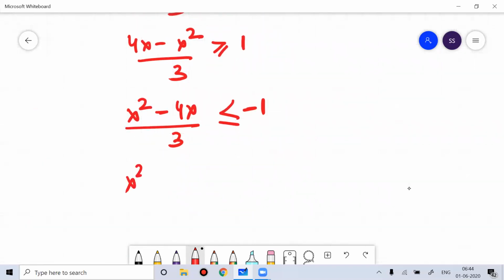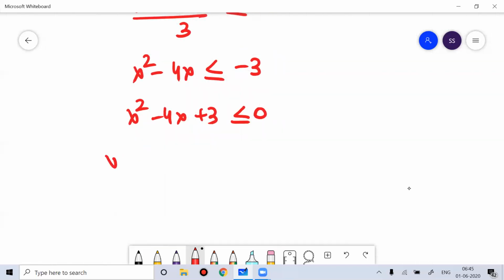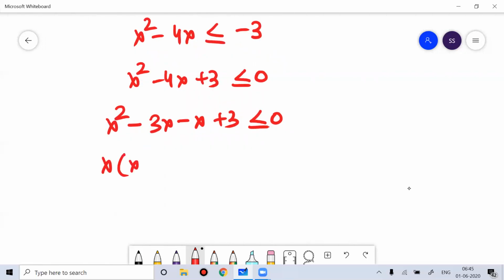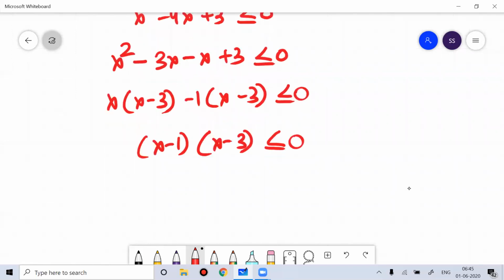So I can write x square minus 4x less than or equal to minus 3. So I can write x square minus 4x plus 3 is less than or equal to 0. So you get a quadratic inequality. Minus 3x minus x plus 3 less than or equal to 0. So x into x minus 3 minus 1 of x minus 3 less than or equal to 0. So you can write x minus 1 into x minus 3 less than or equal to 0.